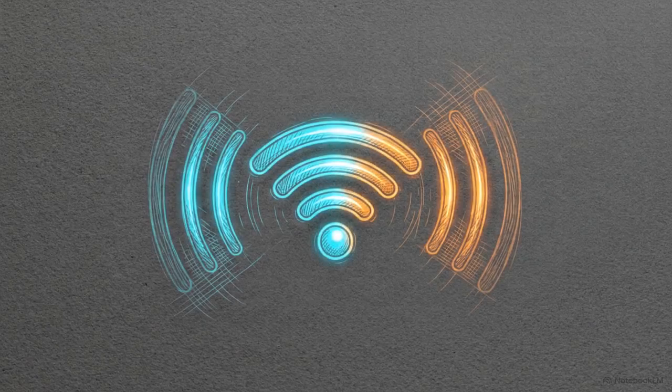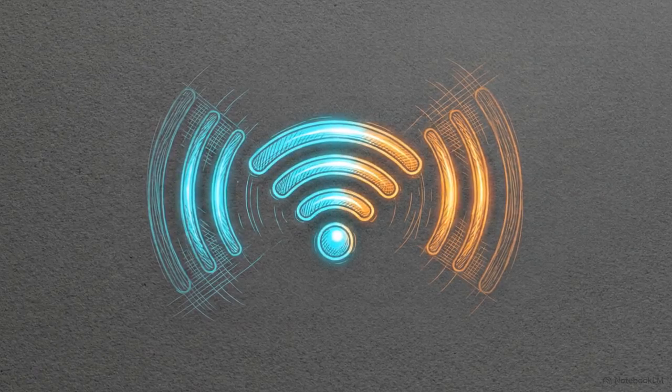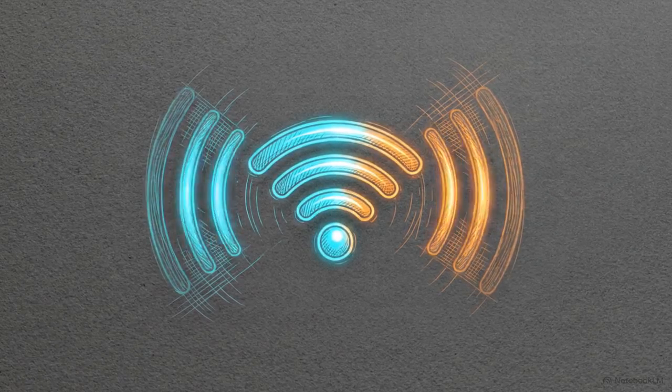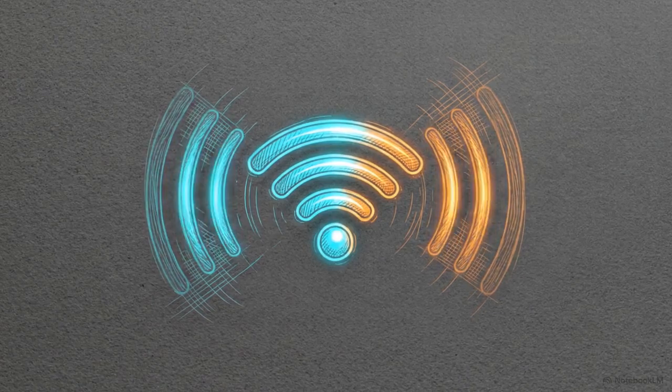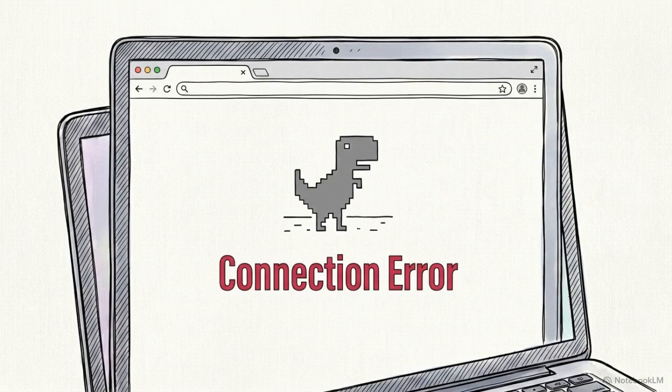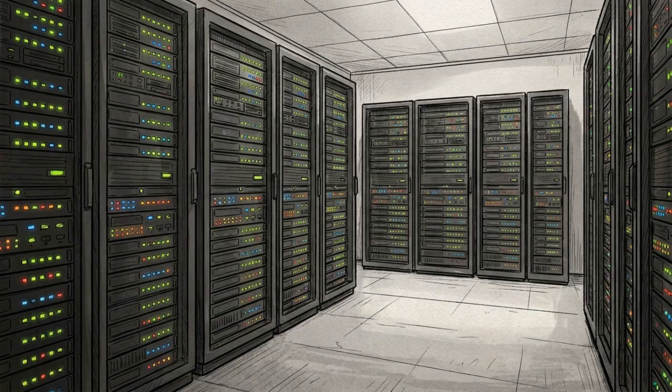You open your device, ready to get online. Your Wi-Fi icon is glowing, indicating a perfect connection to your local network. But when you type in a standard website name, your browser instantly returns a "site cannot be reached" error. It feels like the internet is completely down.